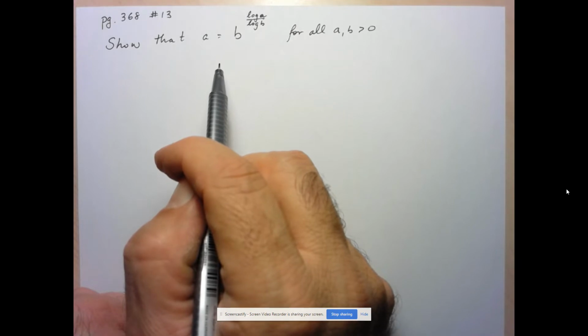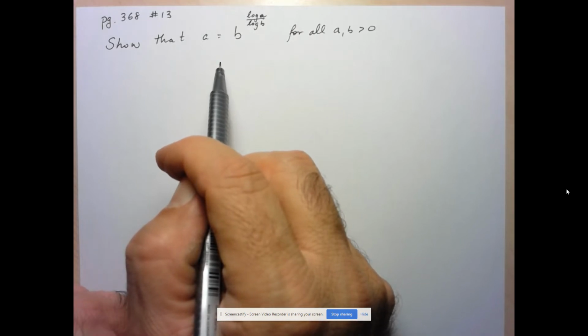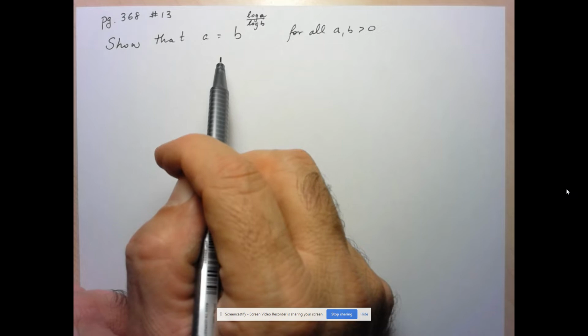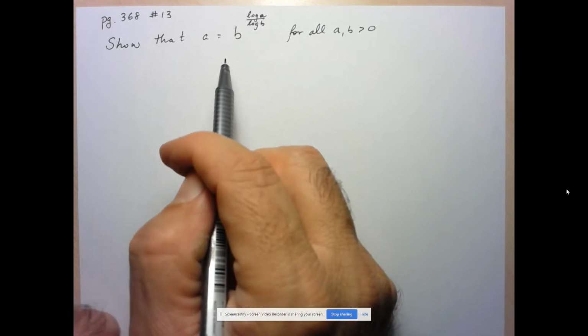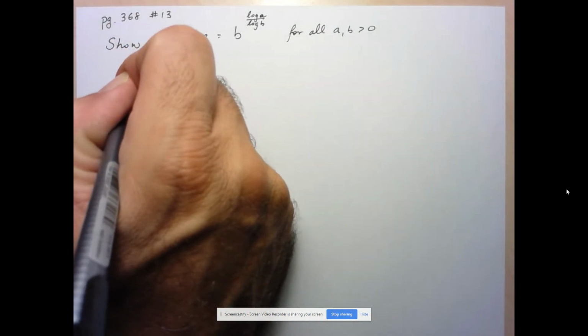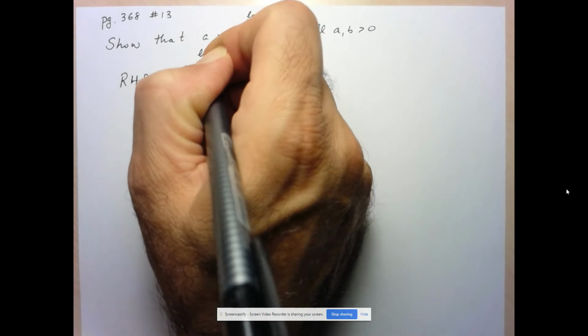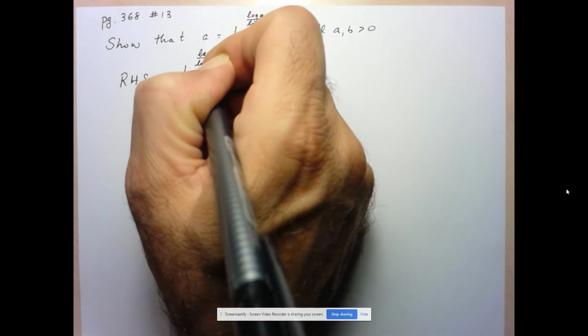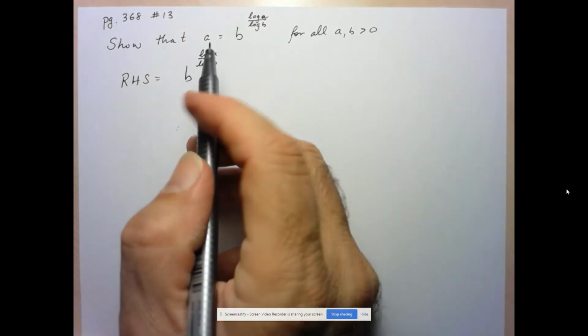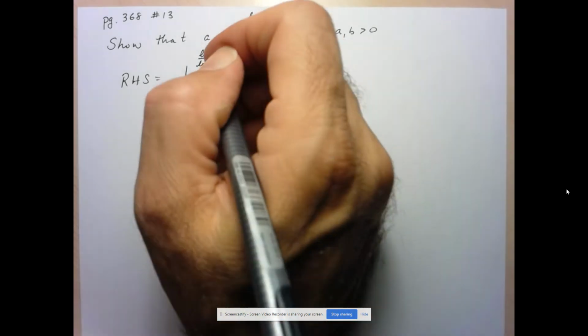All right, and usually the way to start is to start with the more complex side, the one that offers more algebra that can be done. So clearly that's going to be the right-hand side. So that's where I'm going to start. So I have my right-hand side is equal to b to the log a over log b. Okay, and remember, these are log base 10.